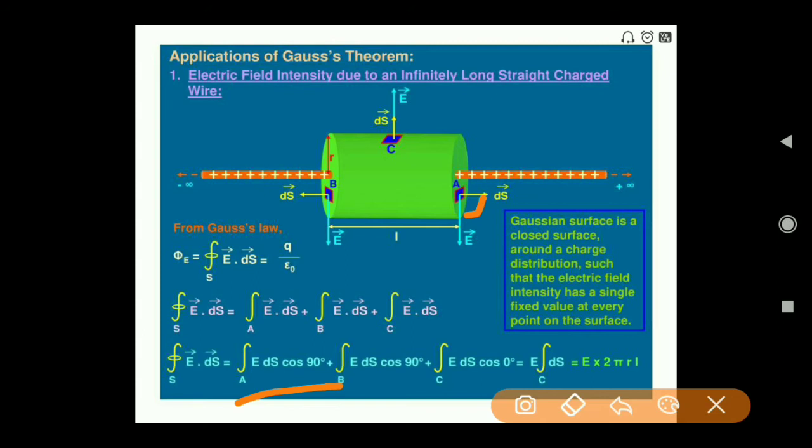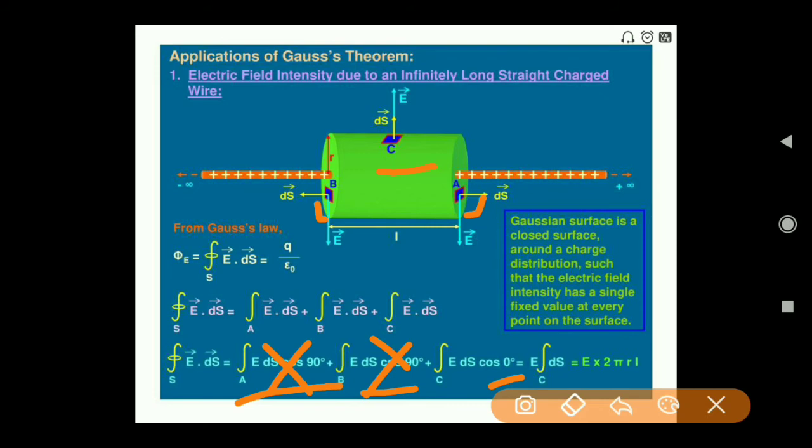Similarly for B, if you see, the angle is again 90 degrees. So E ds cos 90 degrees. And for the surface C here, see, the electric field vector and the area vector both are in the same direction. So in that case, the angle between the electric field vector and the area vector is 0. So E ds cos 0 for the surface C. But you know that the value of cos 90 is 0. So the value of this integration is 0, and the value of this integration is 0.